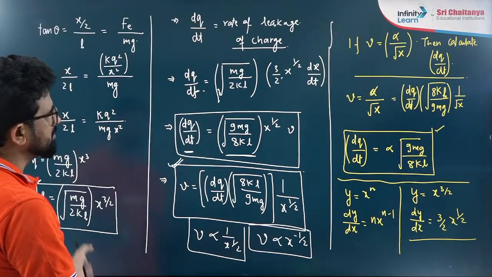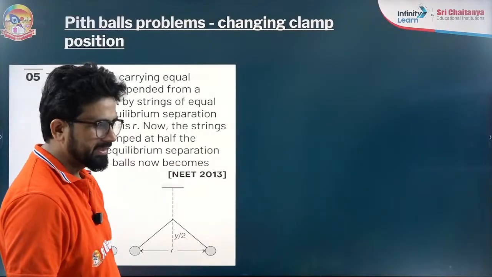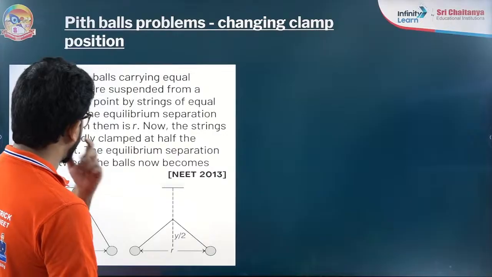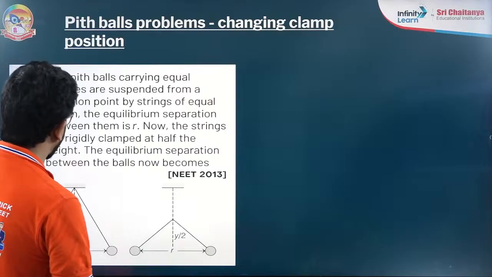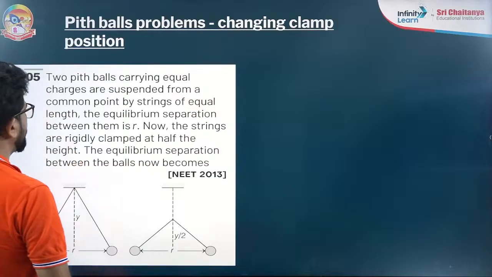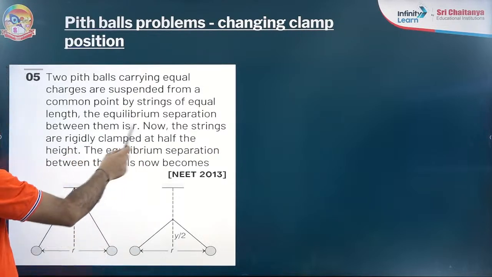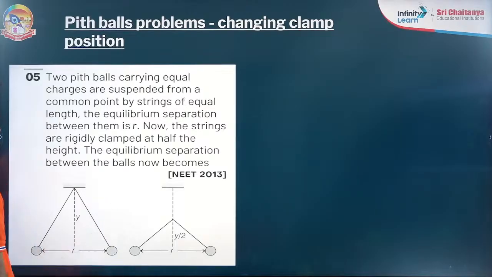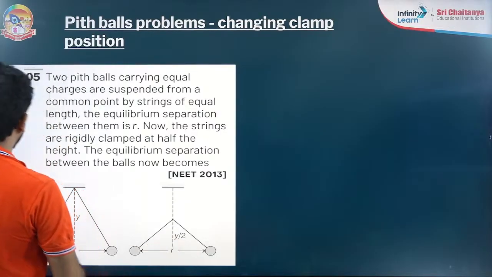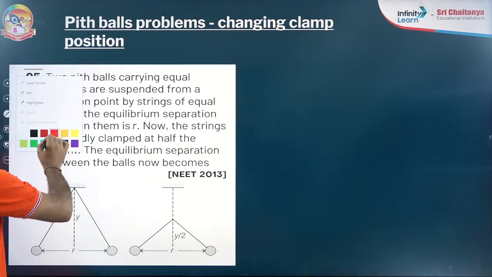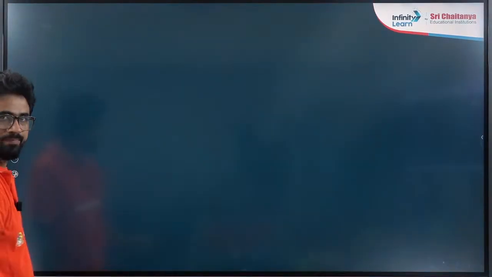Now, using this whole setup, we can go further and see another problem, also a NEET question, from 2013. Two pith balls carrying equal charges are suspended from a common point by strings of equal length. The equilibrium separation between them is R. Now the strings are rigidly clamped at half the distance. This is y by 2. Just focus. Initially they are equal charges that you have to see.